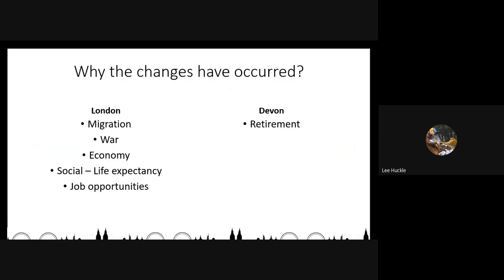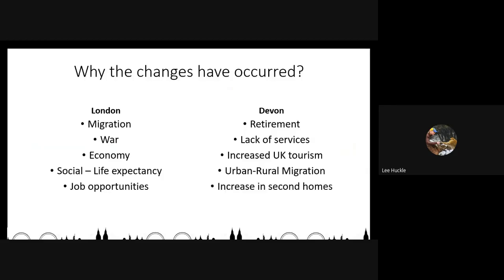In contrast, Devon, you looked at the factors of retirement, where older people tend to migrate out of cities to live in countryside areas such as Devon. You looked at the lack of services in a rural area such as Devon. You looked at the increase of the UK tourism industry in places such as Devon. And then, broadly speaking, you looked at the theory of urban to rural migration, not rural to urban, but urban to rural in this case. And then looked at the factor of increasing second home ownership in places such as Devon.